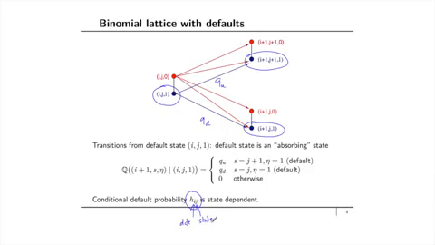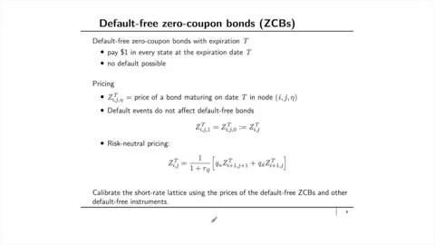Okay, once we have specified the transition probabilities, we can now start thinking about how we are going to price simple securities using this binomial lattice, and also how we can use these simple securities to calibrate both the interest rate lattice as well as this conditional probability Hij. So the first thing that we're going to start with is default-free zero coupon bonds. The default-free zero coupon bond with expiration capital T pays $1 in every state on the expiration date capital T.